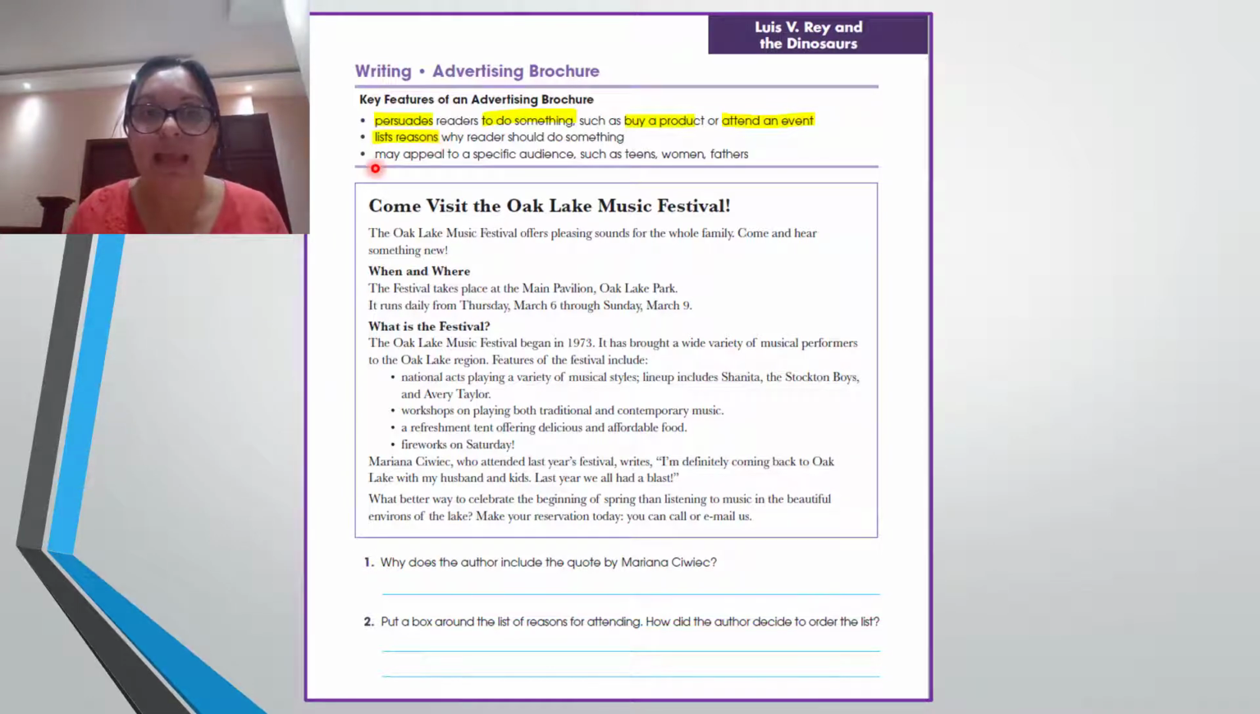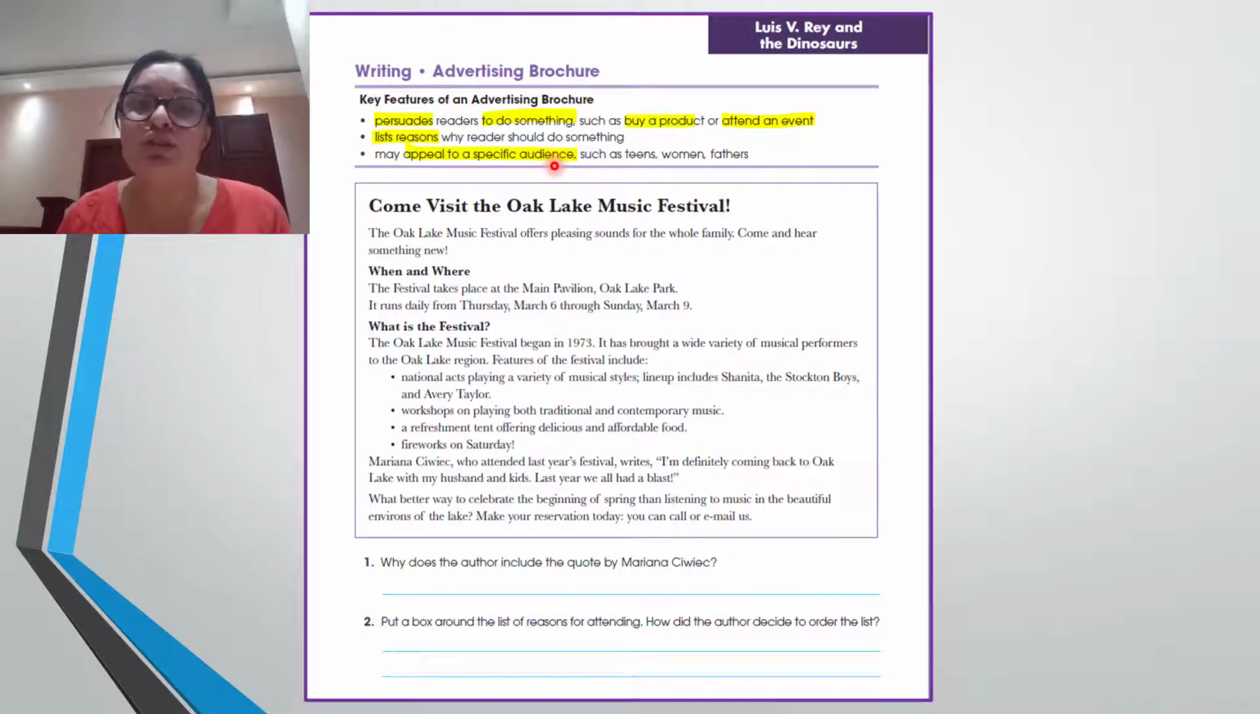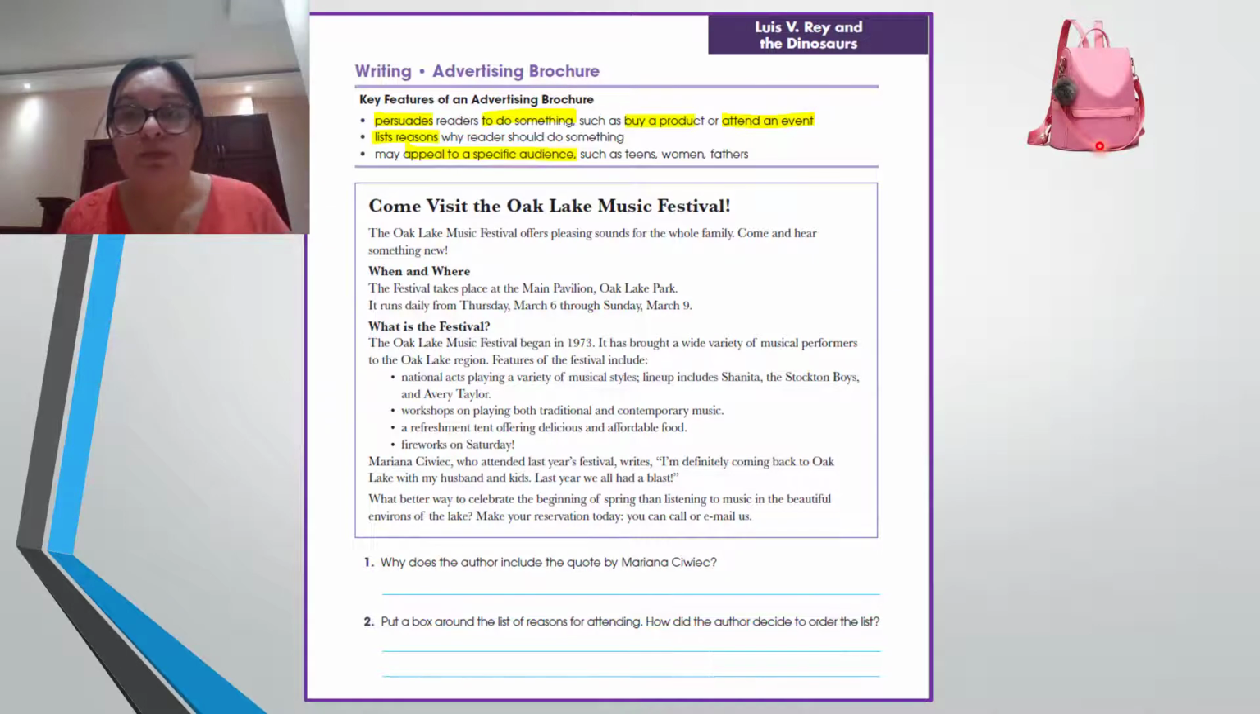And number 3 here says appeal to a specific audience. So when people make brochures to advertise or to try to sell a product, they have in mind who the audience is, or what person that company wants to buy that product. For example, if a brochure is about this kind of bags, what is the public? What is the audience that brochure is addressed to? ¿Hacia quién está dirigido ese anuncio de estas bolsas?